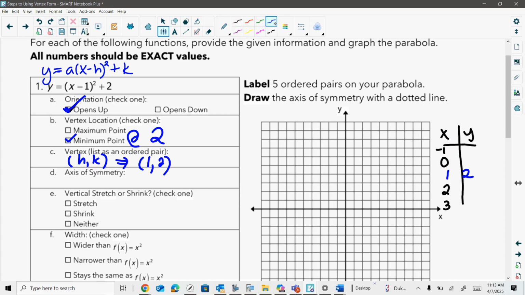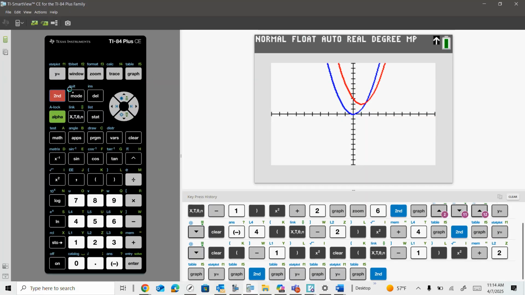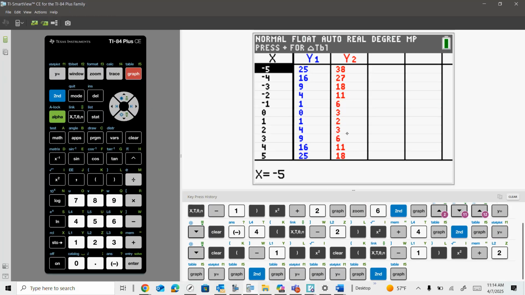So we're going to plot that vertex at 1, 2. Oh, sorry, I didn't go up enough. That's going to help me see my axis of symmetry. Our axis of symmetry should be x equals 1. All right, now we need to go to our table and see the pattern with the points. If I go second graph, I have to look at the red table for me because that was the second graph.